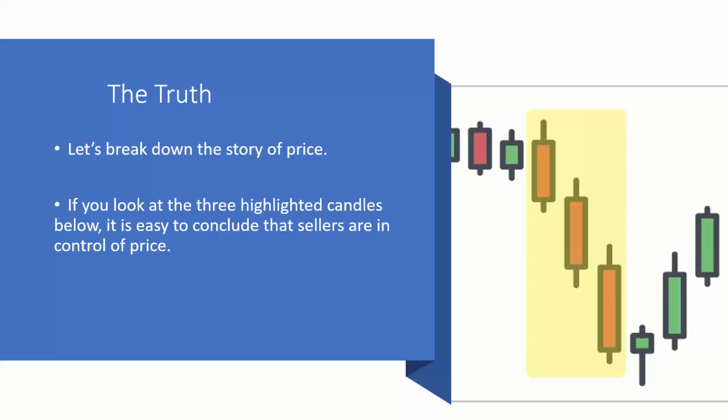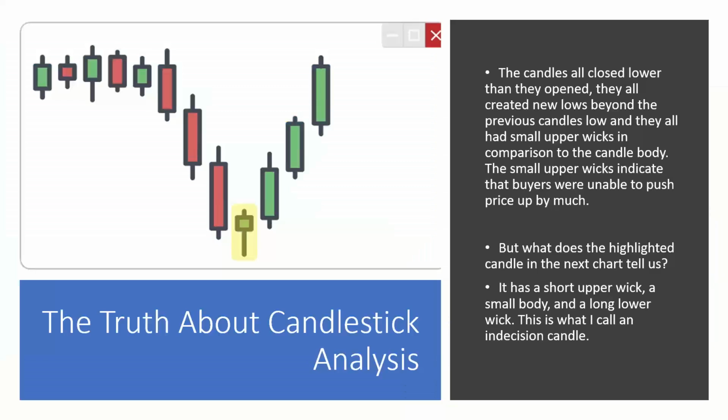So if you look here at these three highlighted candles, it's easy to conclude the sellers are in control of price. By just looking at the amounts of reds and greens, three reds in a row would tell you, whoa, I should be trading going down. You should be selling. No, you shouldn't, because you're just guessing at that point. But the candles all closed lower than they opened. They created new lows beyond the previous candle's low, and they all had small upper wicks in comparison to their bodies. The small upper wick indicates that the buyers were unable to push the price up by much.